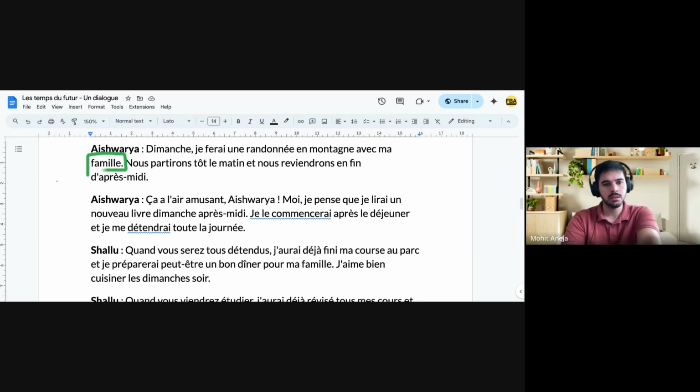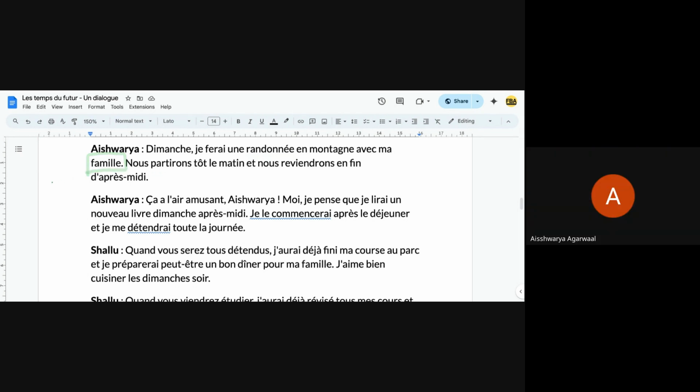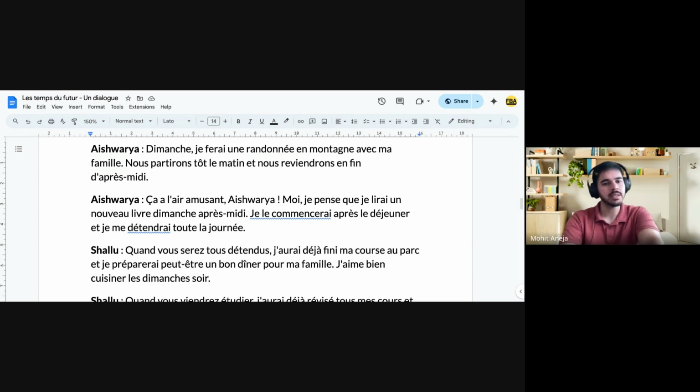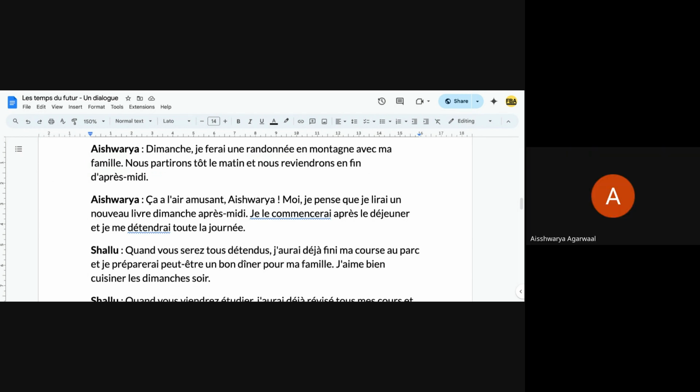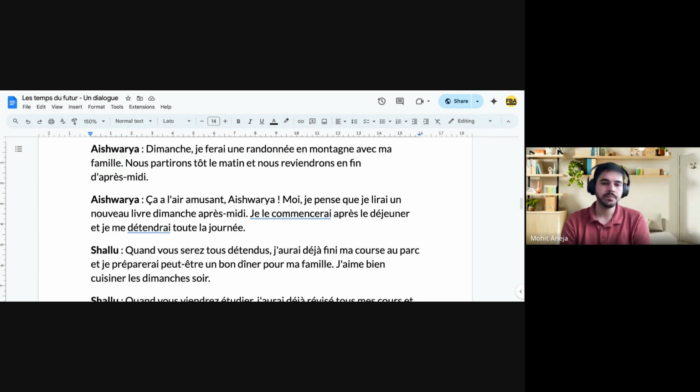Can you read this one? Famille. No, it's famille, with double L. The Hindi is written here. Yes. Aishwarya, can you say the next one? Oh, sorry.